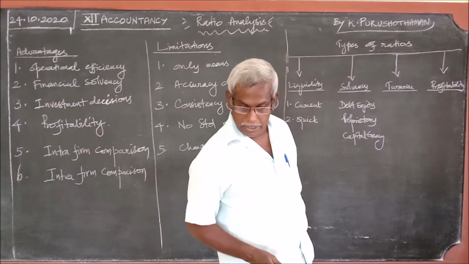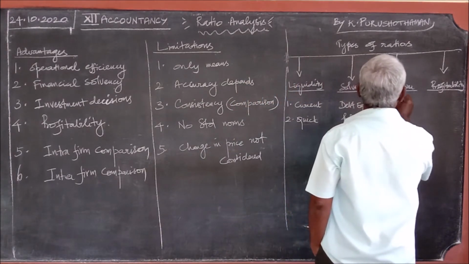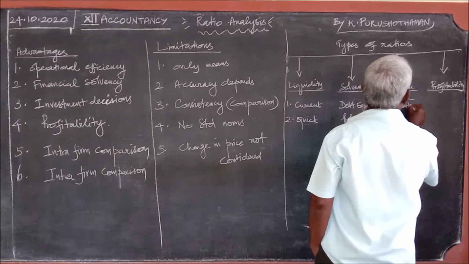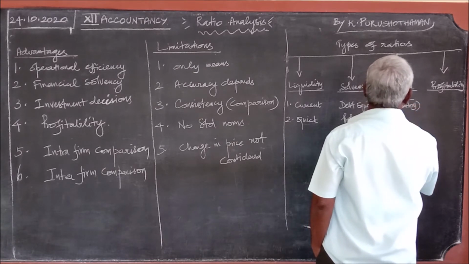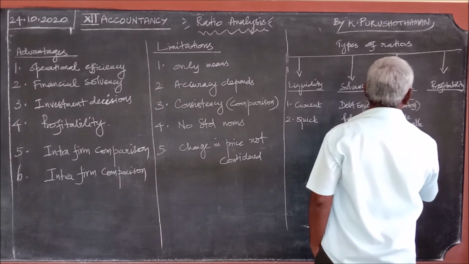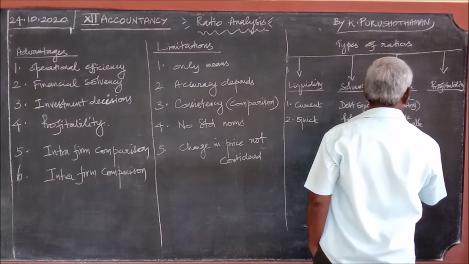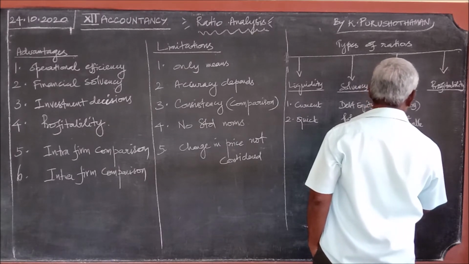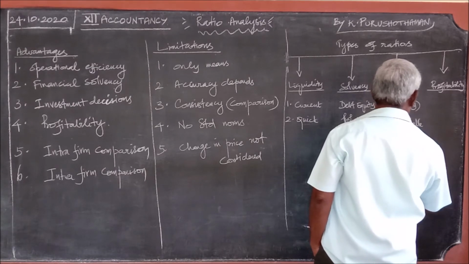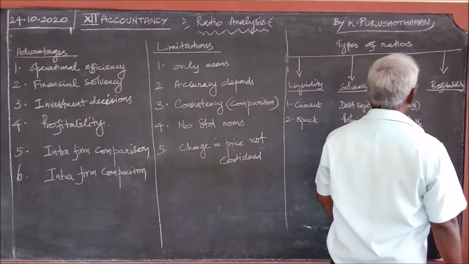That is, the first one is stock turnover ratio or inventory turnover ratio. Then the next type, trade receivable. Then trade payable. Then fixed asset turnover ratio. These are the four types.